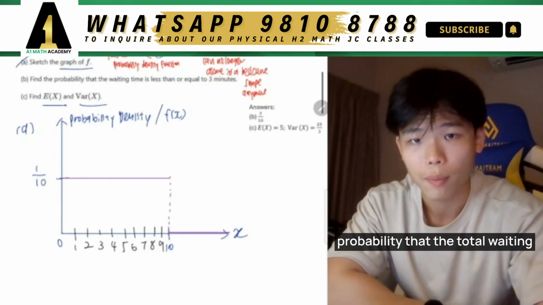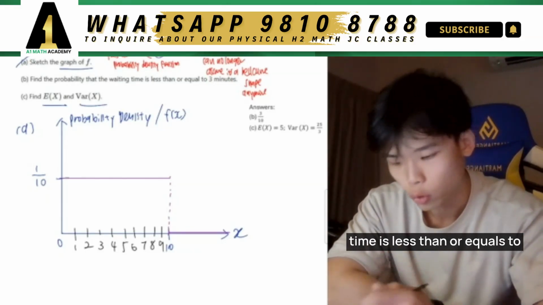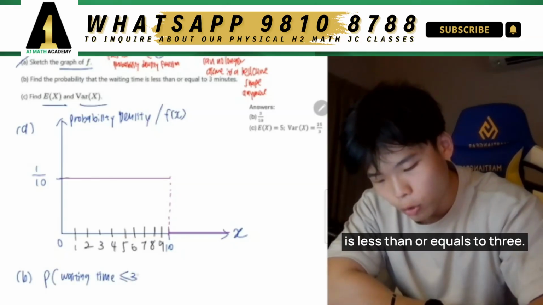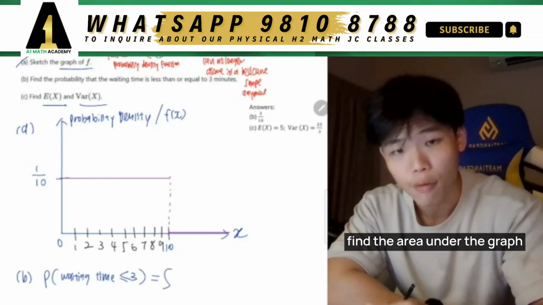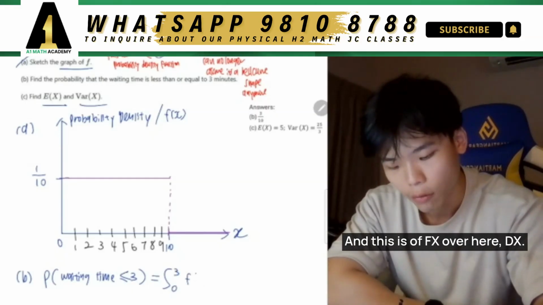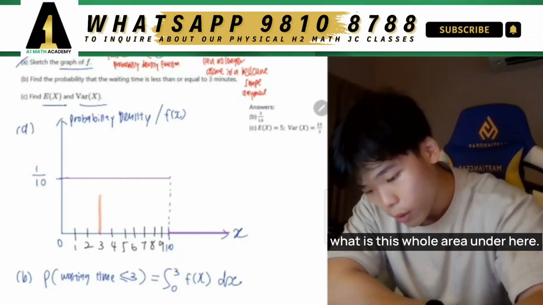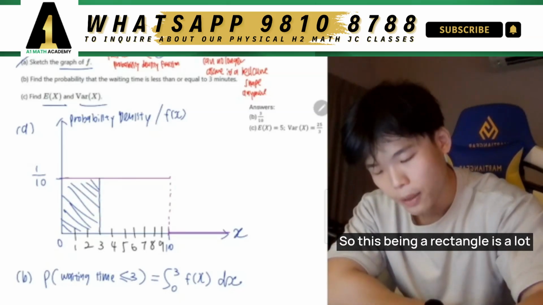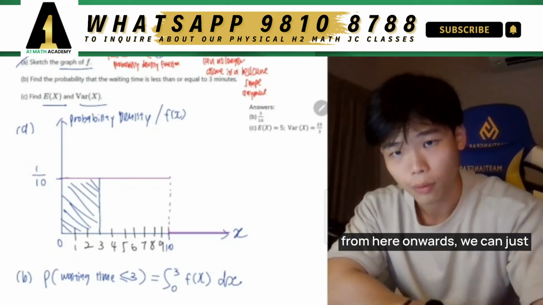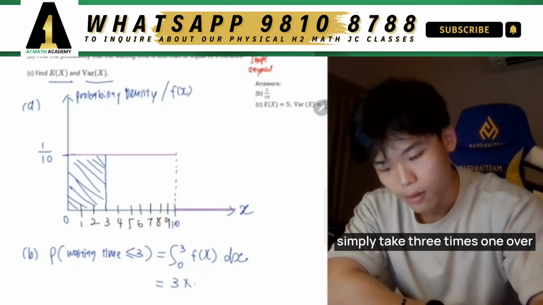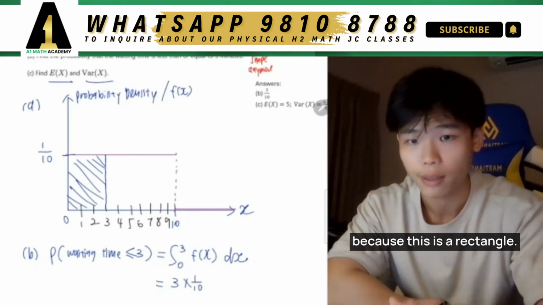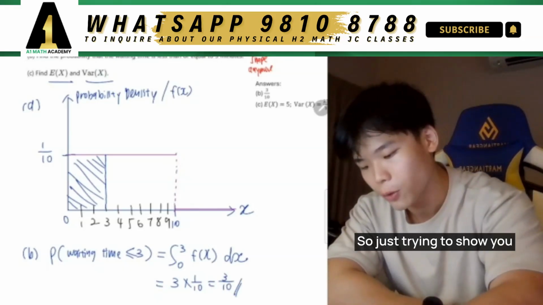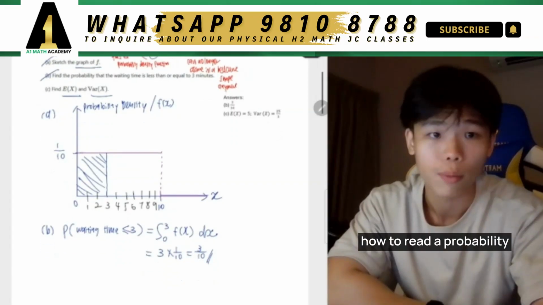So if we want to find the probability that the total waiting time is less than or equals to 3 minutes for part B, what we are actually trying to do is find the area under the graph from 0 to 3, right? And this is of f(x) over here, dx. We are essentially trying to find out what is this whole area under here. And luckily for us, this is a rectangle, right? So this being a rectangle, it's a lot easier for us to calculate, because from here onwards, we can just simply take 3 times 1 over 10, right? Length times breadth, because this is a rectangle. And then in the end, we end up with 3 over 10 as the final answer to this question over here. Okay, so just trying to show you how to read a probability density graph at this point.